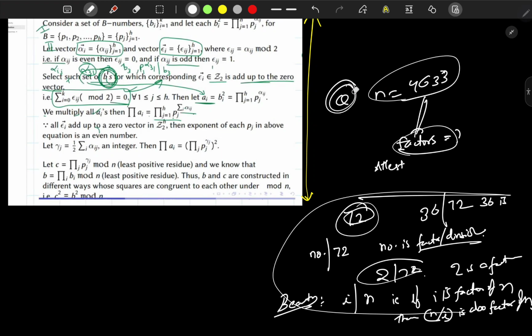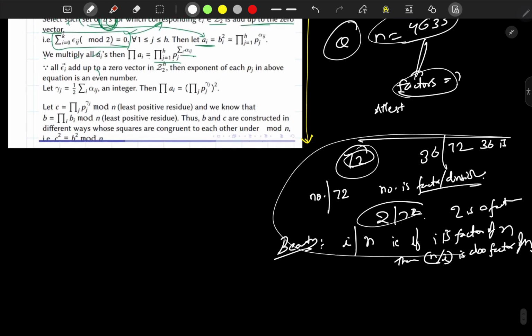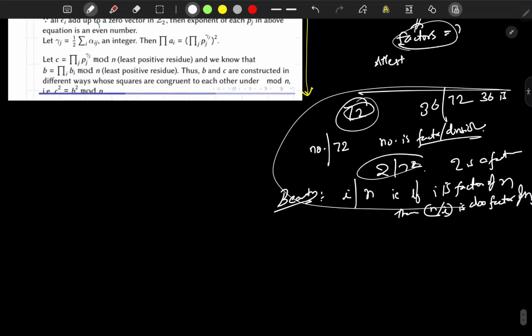The whole intention is that given the number 4633, if I can find one factor x, the other factor will of course be n by x. That's the thing. So how do we do it? Now we are talking about that.